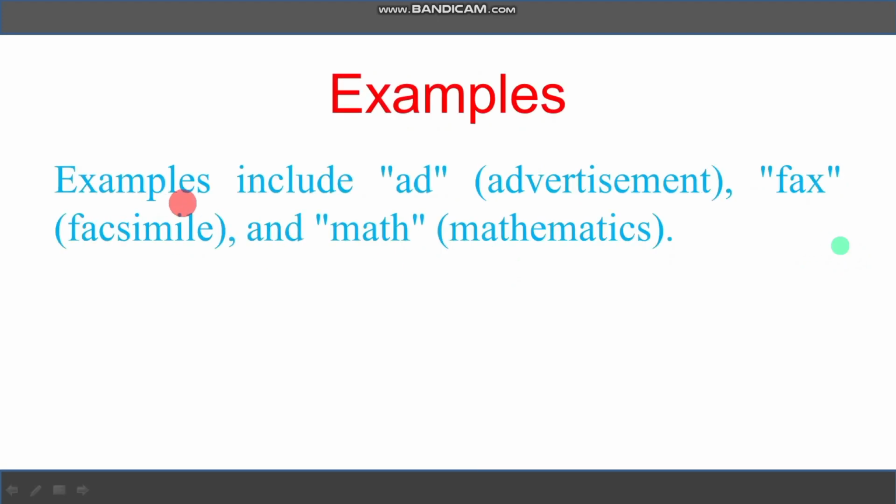Examples include ad, advertisement. In short, we say ad. Fax, this is facsimile. Facsimile, the short form is fax. And math, mathematics. Now the short form of mathematics is math. These are the three examples. I hope you have understood this lecture. We discussed only three things in this lecture, and we have discussed clipping, blending, and compounding. I hope you have understood.